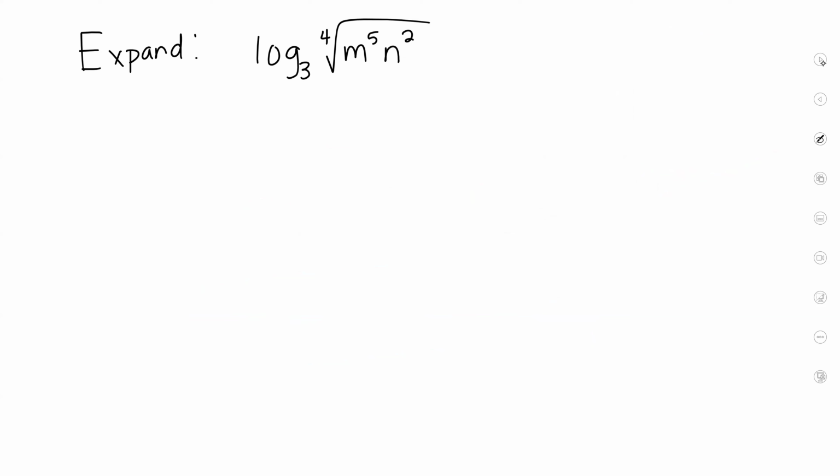Let's try this one. Remember, I can write this root 4 as a 1/4. So this is log base 3 m^5 n squared, but all of this to the 1/4. Since all of it was underneath the root symbol, all of it will be included for the 1/4. Okay? That's how I rewrote it. So I'm going to write the word rewrite. That was my first step.